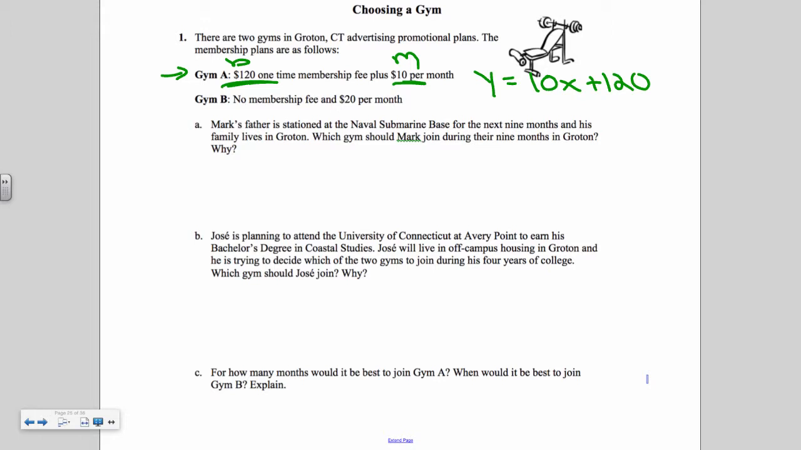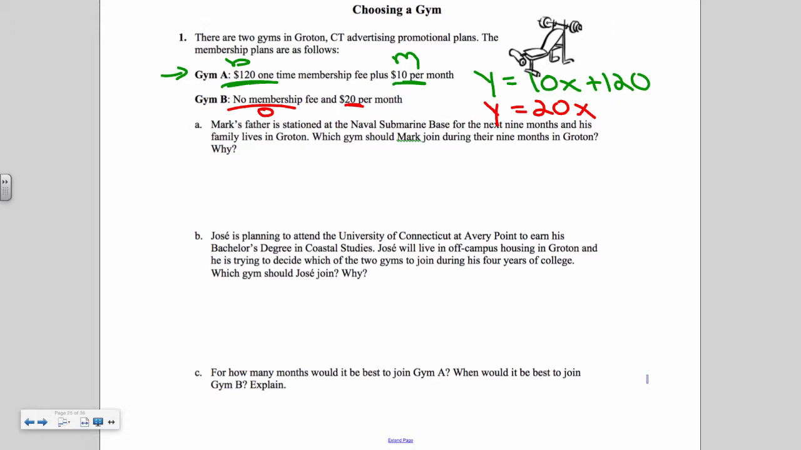While Gym B doesn't have any membership fee, so that's 0, and then my slope is 20. So that would be y equals 20x, and then plus 0, but I don't write it. So those are my two equations, and I can start analyzing this situation.